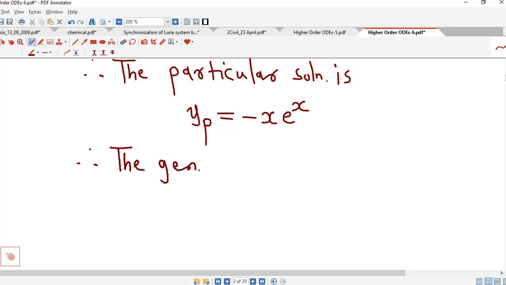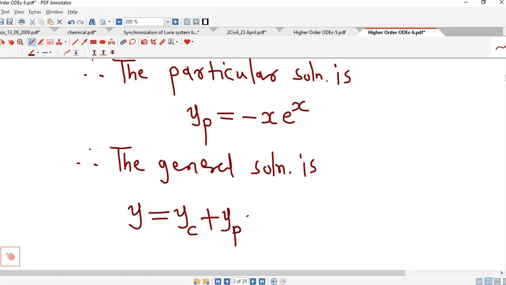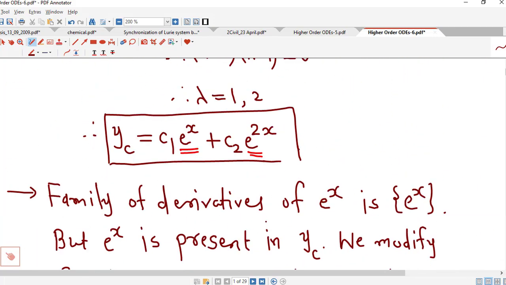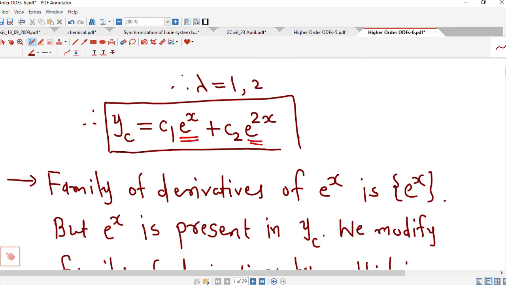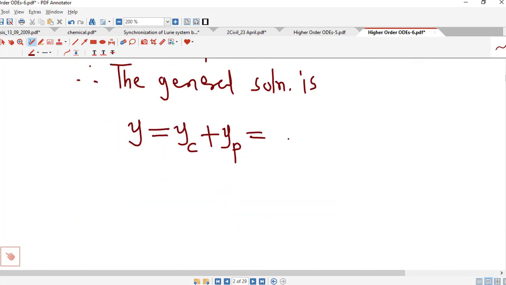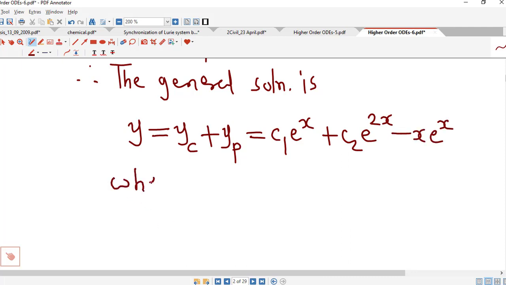Therefore the general solution is y equal to yc plus yp. Let me check what is the complementary function. It is c1 e raised to x plus c2 e raised to 2x, and yp is minus x e raised to x, where c1 and c2 are arbitrary constants.